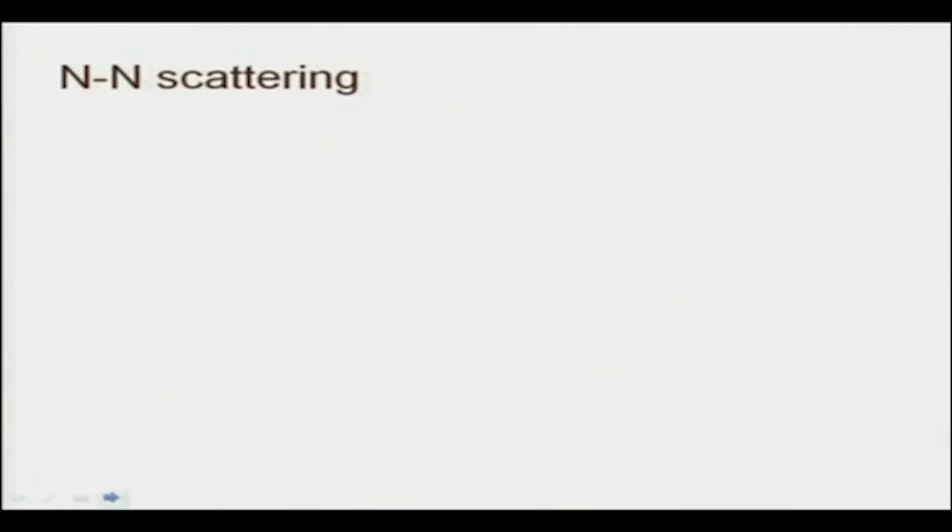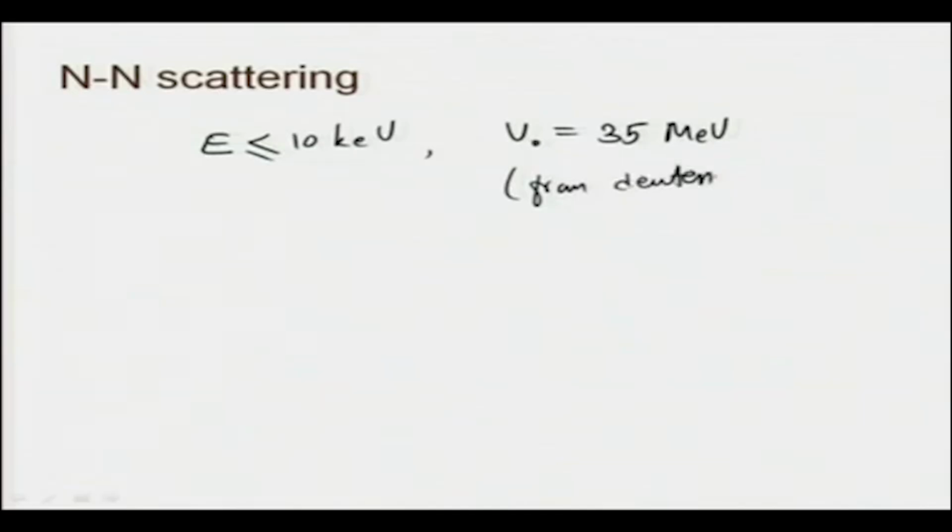Let us consider specific cases by putting in some values. Let us take a situation with an energy of around 10 keV, which is very small compared to the nucleon mass, and we know from studies of the deuteron state, from deuteron bound states, that we come to a number of 35 MeV for V 0.